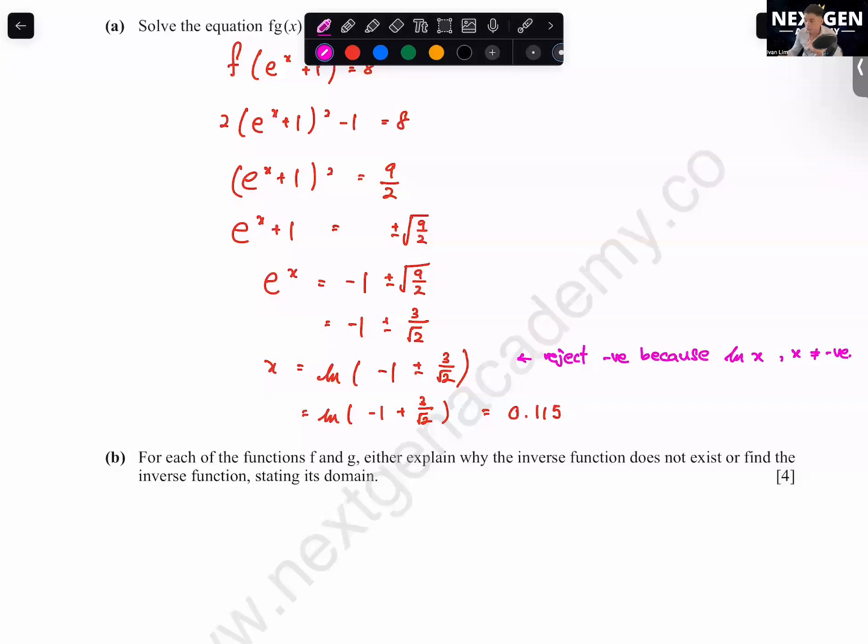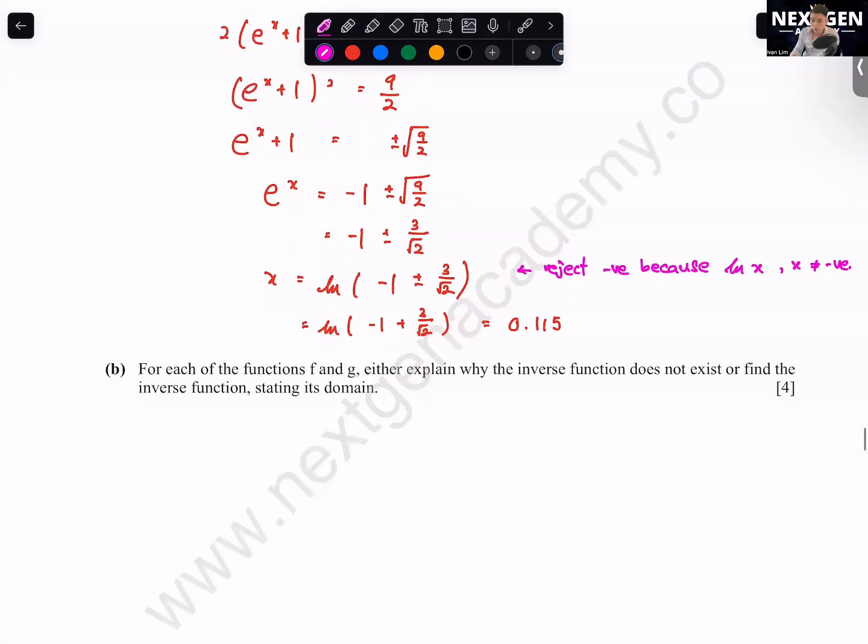All right, question B, this one is quite interesting. It's a very short theory answer, but it's a 4-mark question. For each of the function f and g, either explain why the inverse function does not exist or find the inverse function stating its domain. This is going back to chapter 1 and understanding what exactly is a function. Which type of relationship does an inverse function exist for? The only one that exists is a one-to-one function. Okay, you remember? One-to-one function.